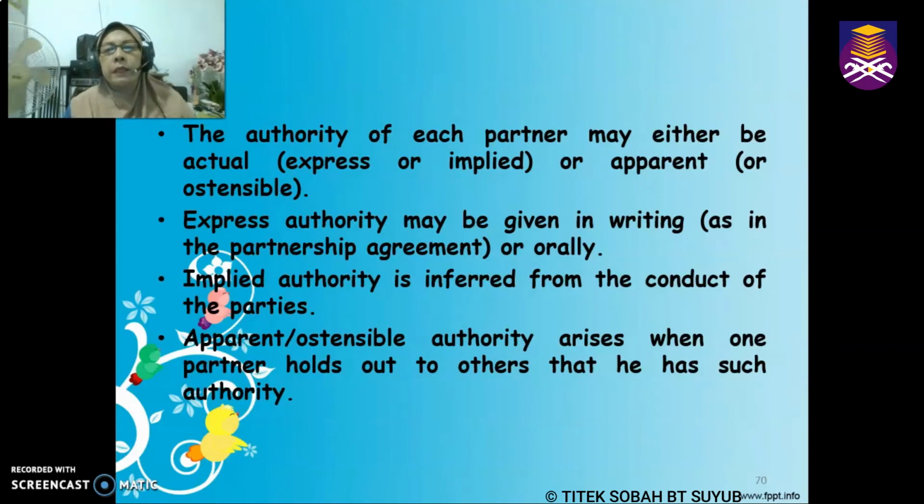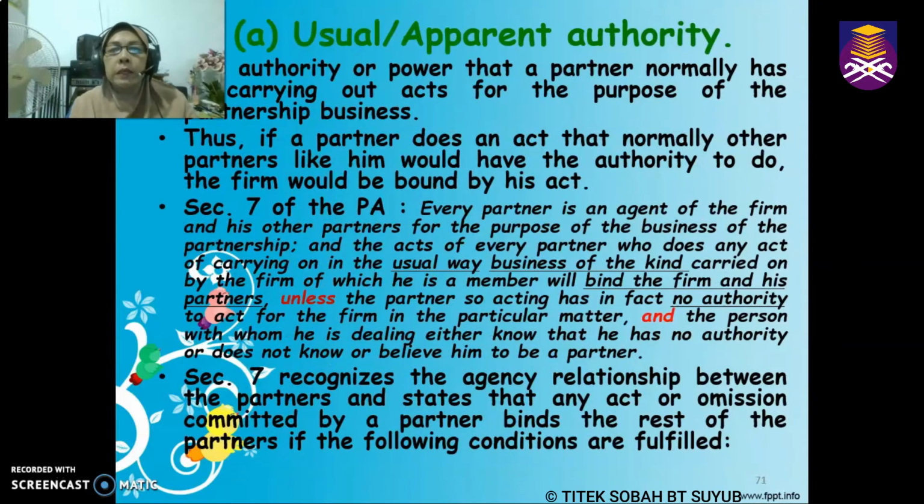This authority, as I told you earlier, can be given in writing or orally. In writing it's very easy because it is inside the partnership agreement. Implied authority can be inferred from the conduct of the parties. Apparent or ostensible authority occurs when the partner holds out to others that they have the said authority. So let us go on with the usual or apparent authority first.